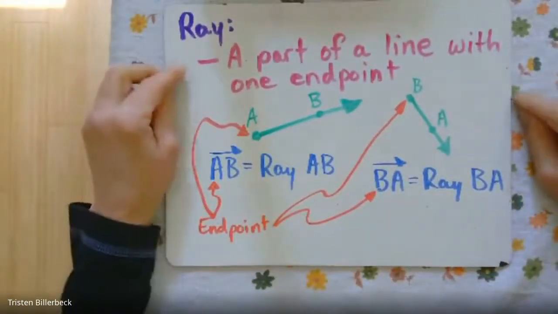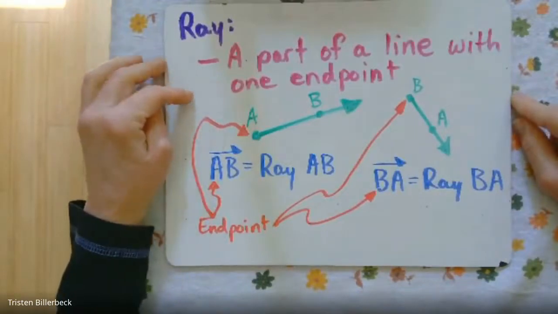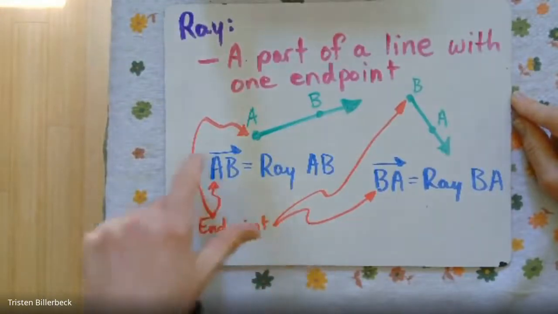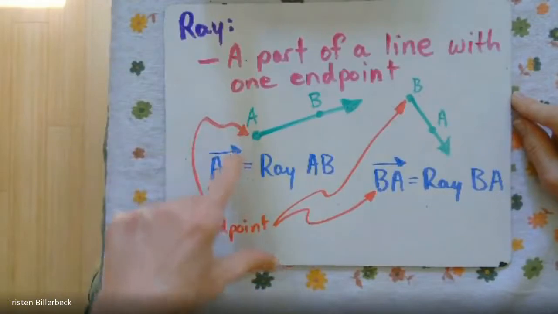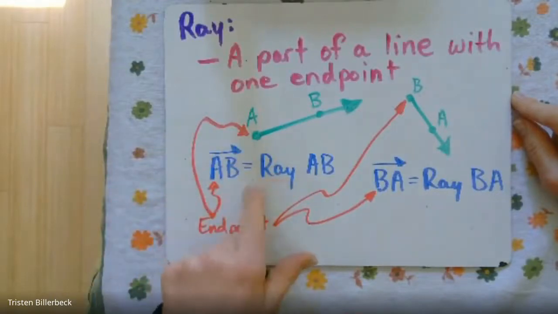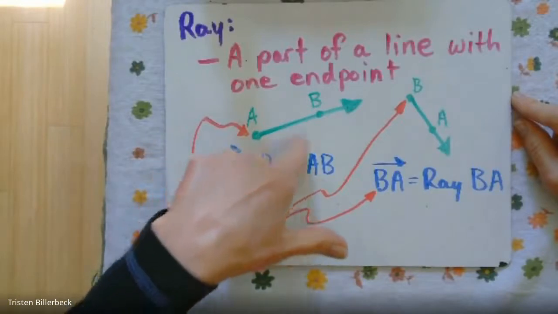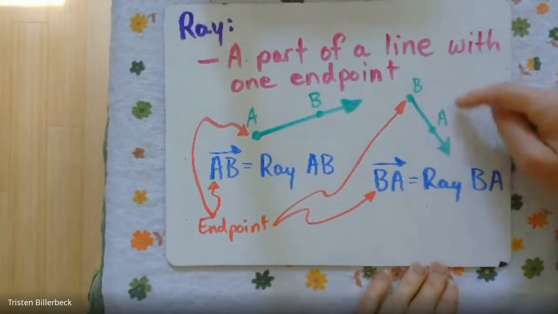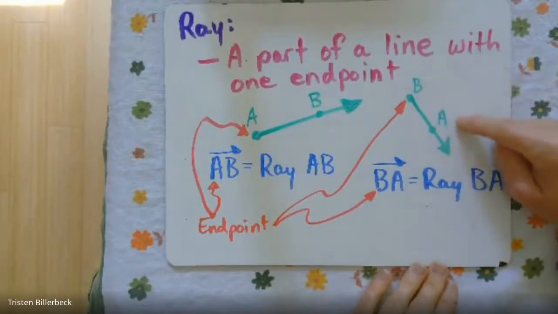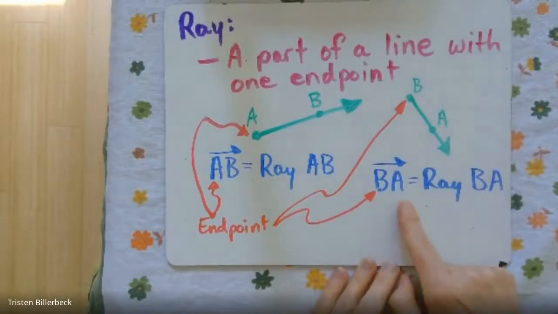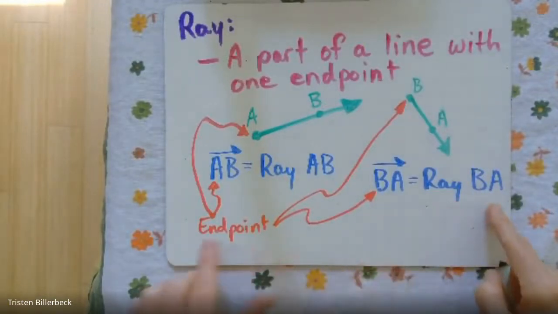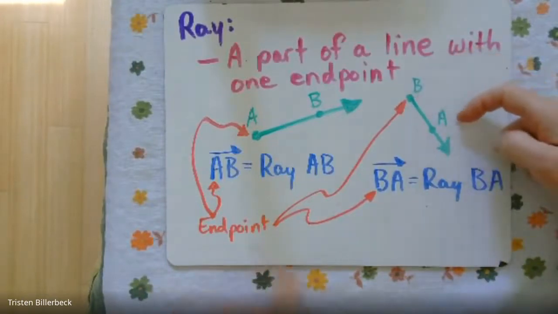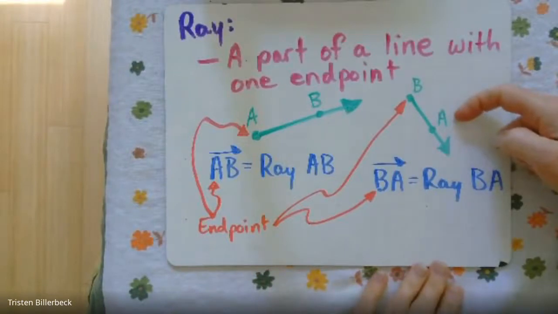A ray is part of a line with one endpoint. If we have ray AB, with a ray symbol on top with just one arrow pointing that direction, it is called ray AB. But if we had changed the point names and had B here at the endpoint and A here, it would be ray BA. So you have to look at where the endpoint is. That's where it begins, and this says where it's going off to infinity.